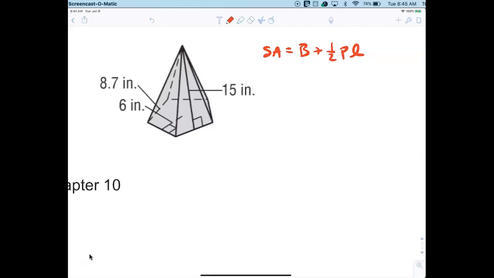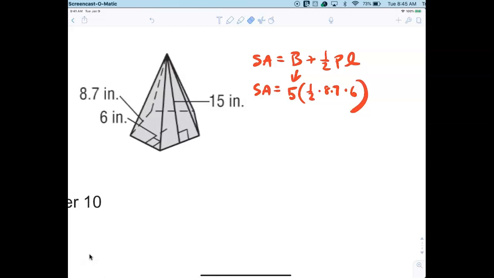So again, I would like everybody to say, well, the area of the base is 5 times 1/2 times 8.7 and then times 6. Is everybody okay with that? I know that looks like decimals. So I'm going to do it differently. 5 triangles, 1/2. The base was 8.7, and the height would be 6. Now that's just the area of the base.